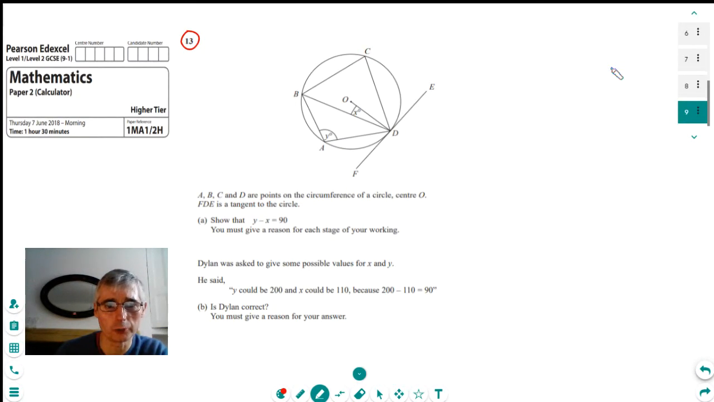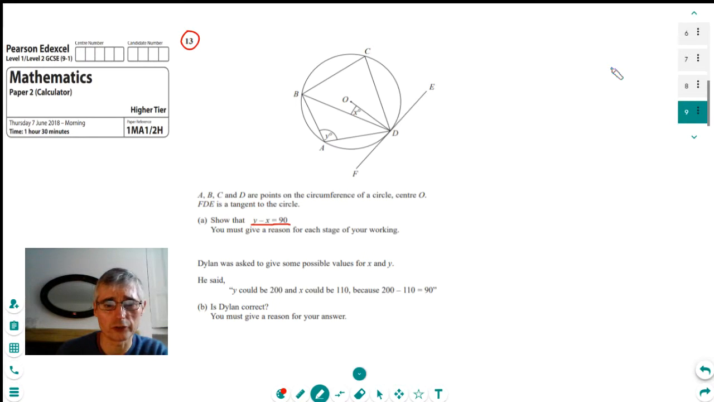What we've got to show is that y minus x equals 90 degrees. So we're given y and we're given x. And there's several ways of doing this problem. I often find that it's not obvious how to do this question or questions like this. And so just find any angles that you can, and often you can get to the angle that you're looking for.